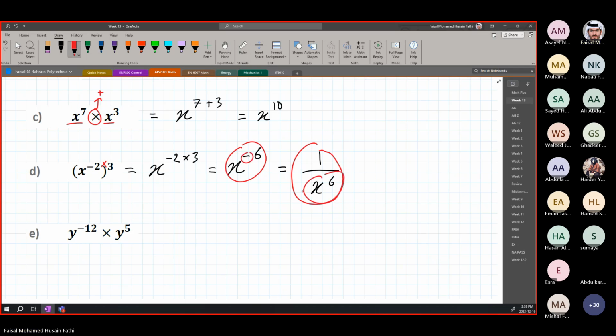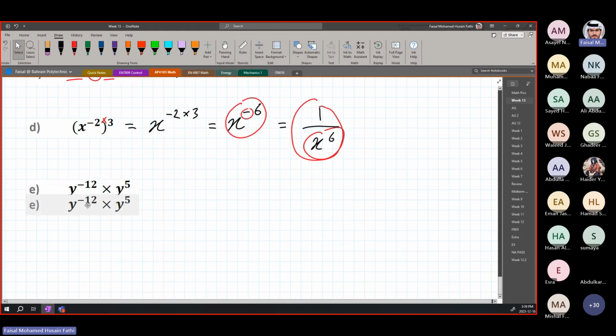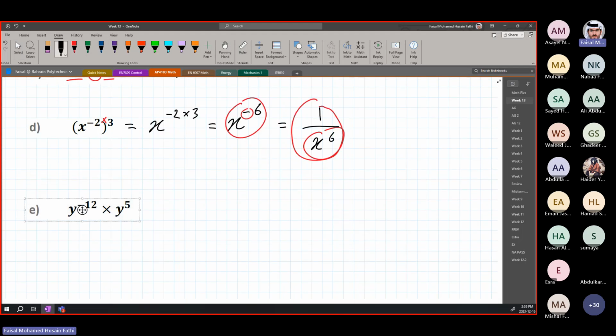All right? Now, moving on. Same bases. Same bases means that this is multiplication, we're going to add. Equal to y to the power of minus 12 plus 5. This is equal to y to the power of minus 7. Again, because this is negative, you can write it as 1 over y to the power of positive 7. Because this is negative, this becomes positive 7 in the denominator. Okay?